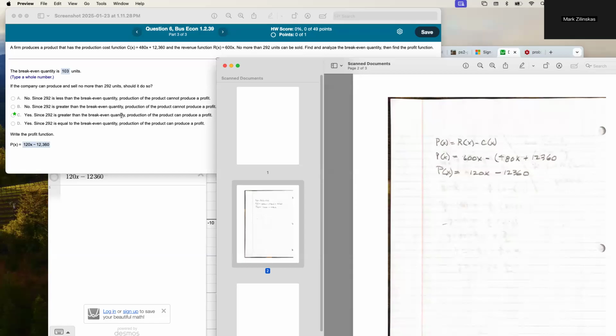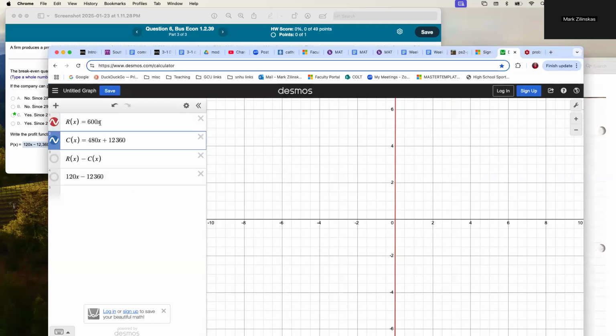Okay, so this is just a still shot of the problem completed. All right, so how do I come up with 103? That's the big thing, which will lead me to part C here, which is, again, that 292 is greater than the break-even point. So I'm going to make money if I sell anywhere from 104 up to 292 units, okay? And so where does that come from? Well, here I'm just going to enter, using the notation R of x for my revenue and C of x for my cost function.